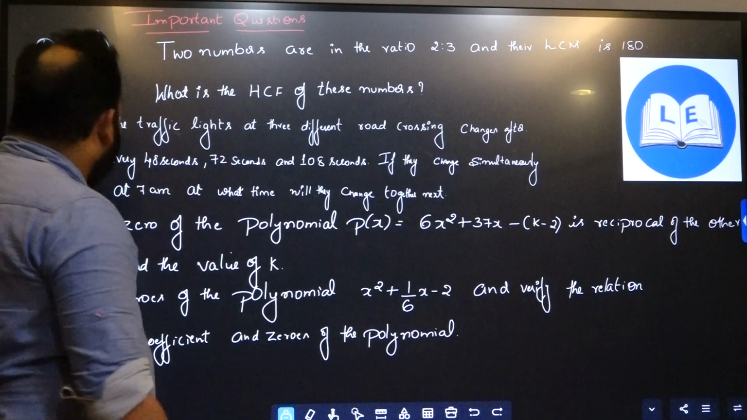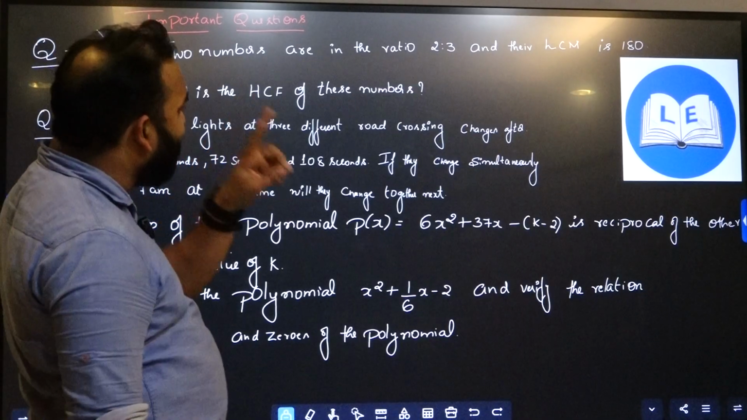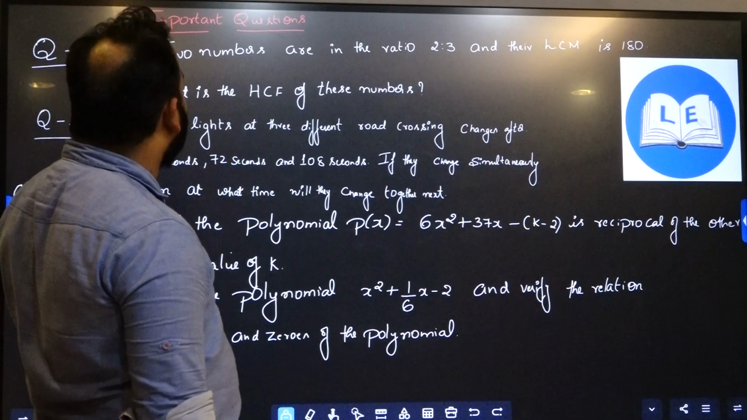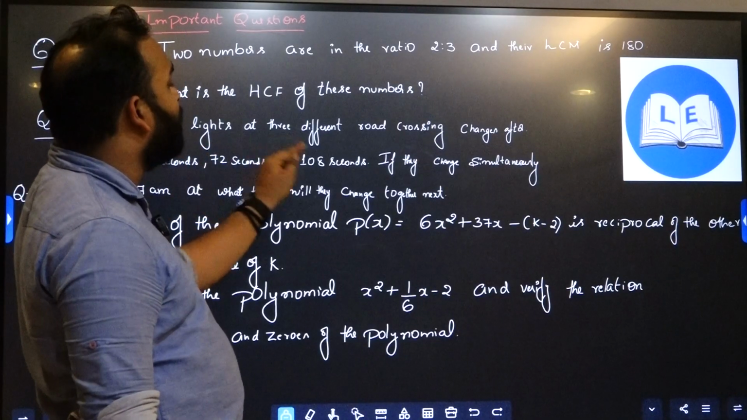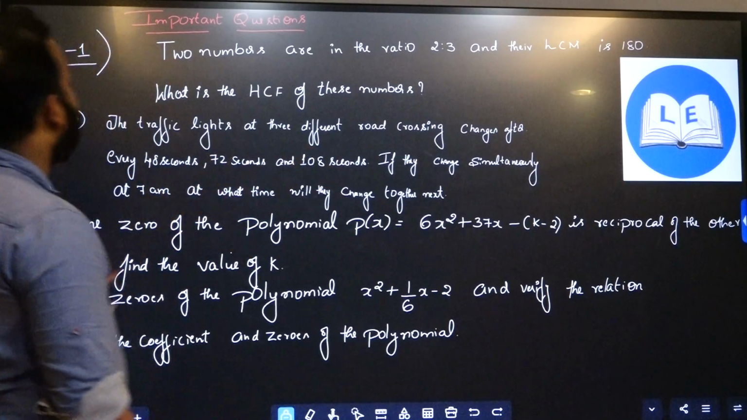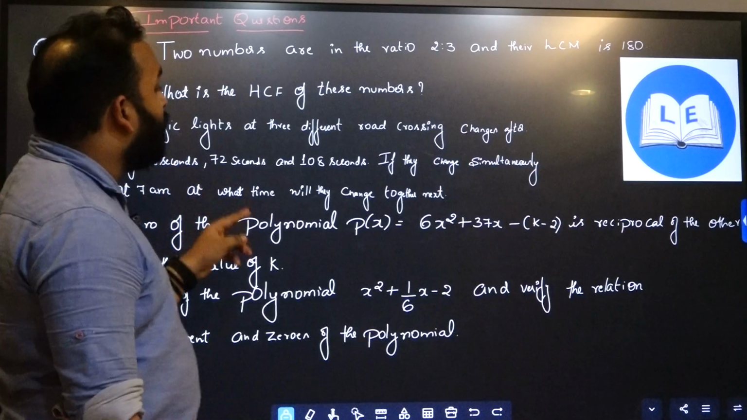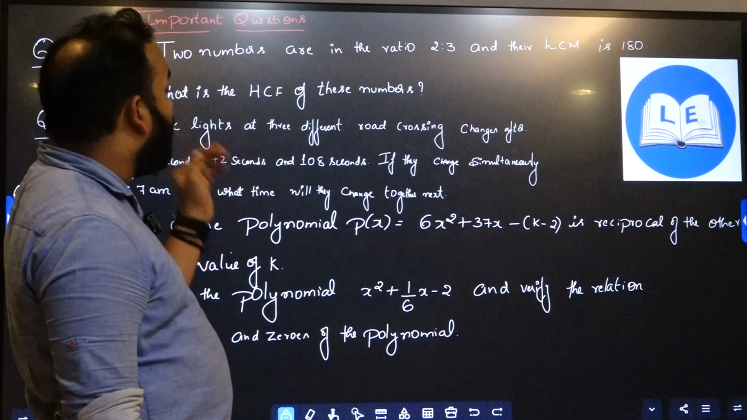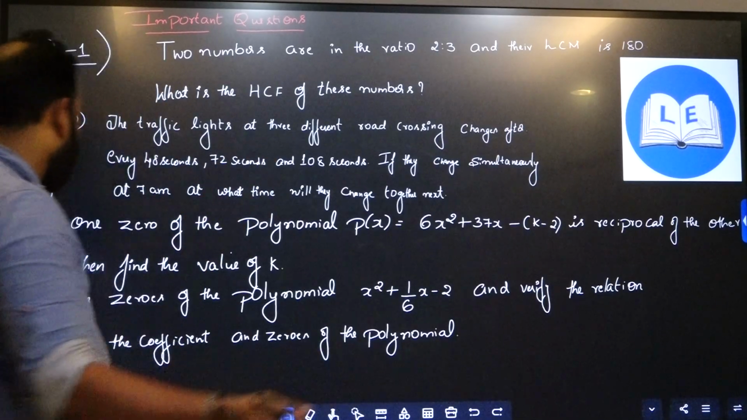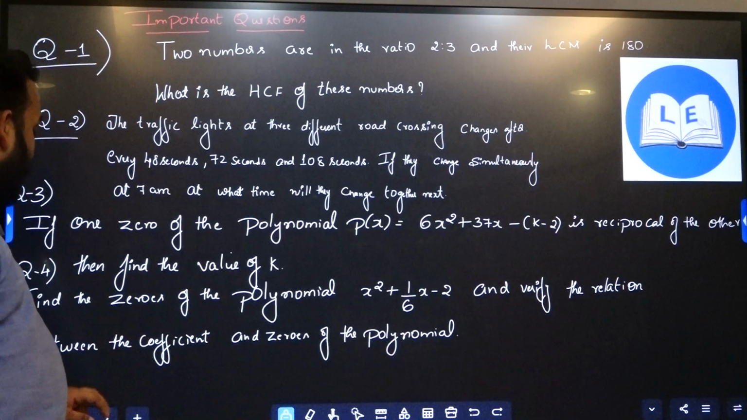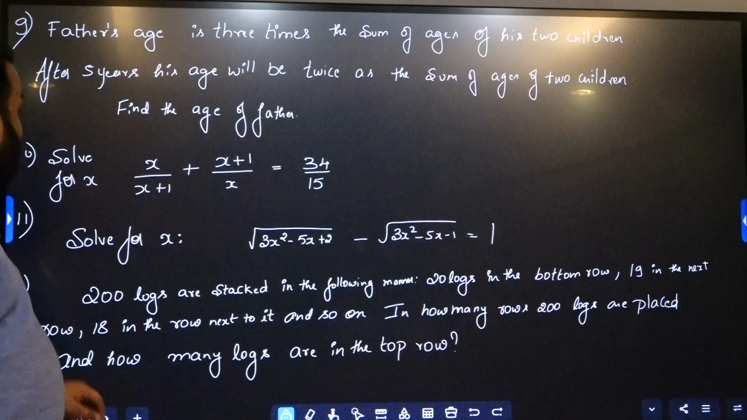Next, we'll go for the second question. The traffic lights at three different road crossings change after every 48 seconds, 72 seconds and 108 seconds. If they change simultaneously at 7 a.m., at what time will they change together next? Means, simultaneously at what time will they change next?